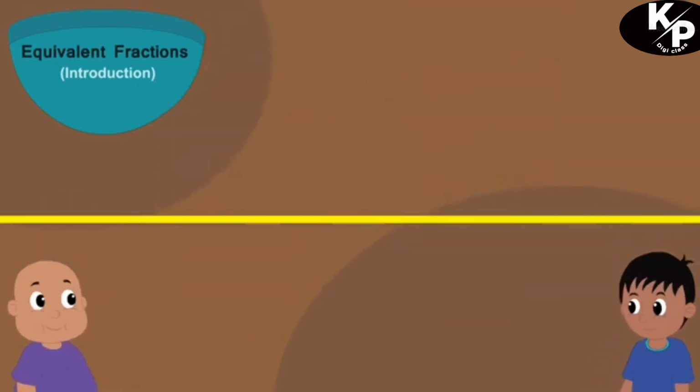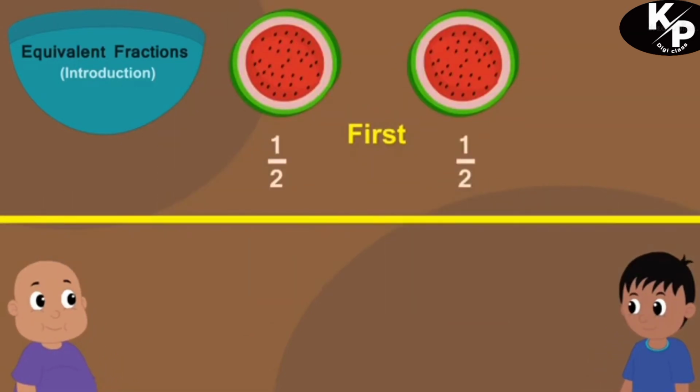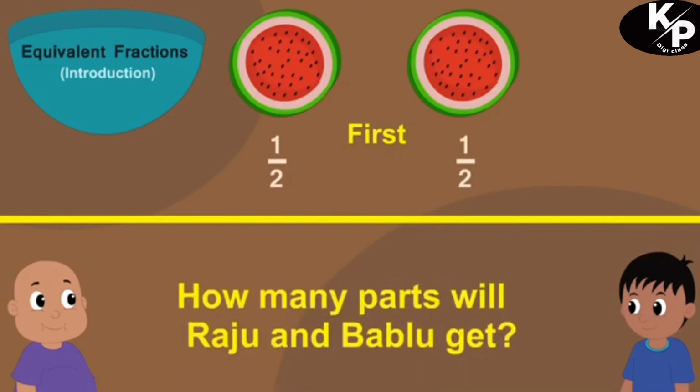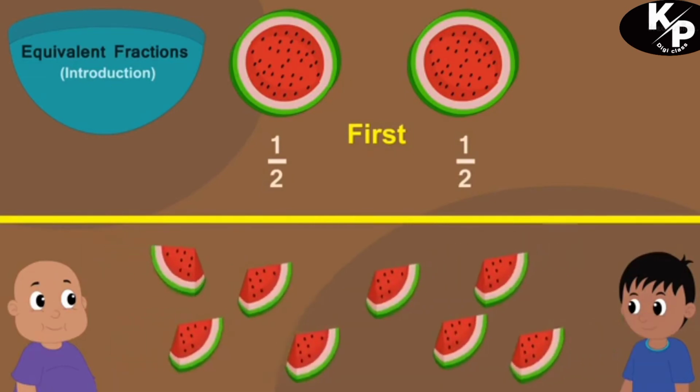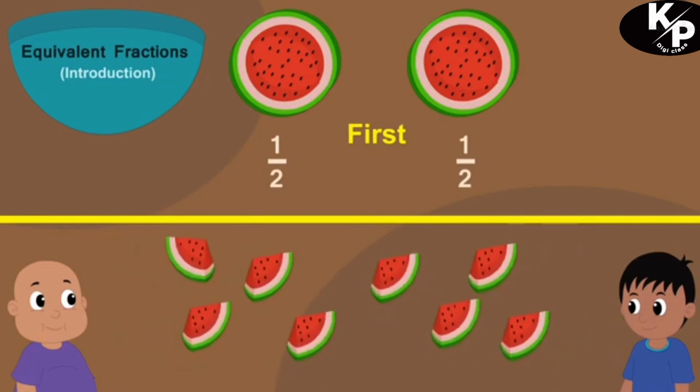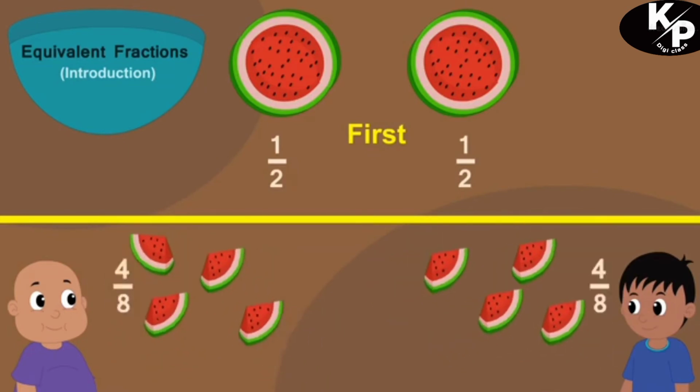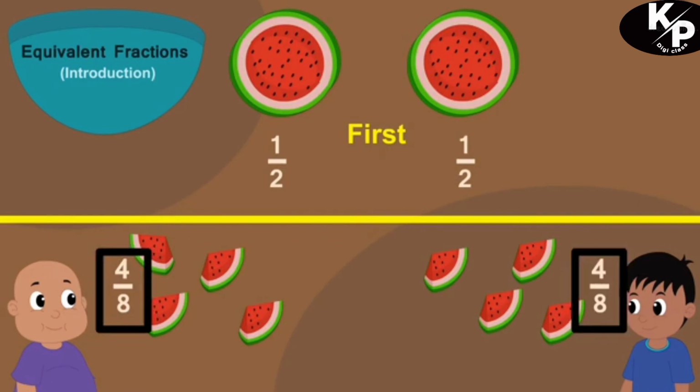Now, if they have to take as much watermelon as before, that is, half watermelon, how many parts will Raju and Bablu get? Yes! Now, both will get 4 parts. That is, 4 parts out of 8. We can write the fraction of the watermelon given to Raju or Bablu in this way as 4/8 because both are getting 4 parts out of the total 8 parts.